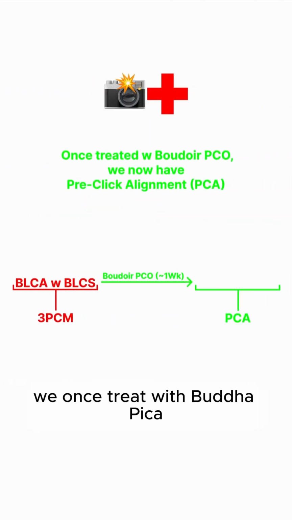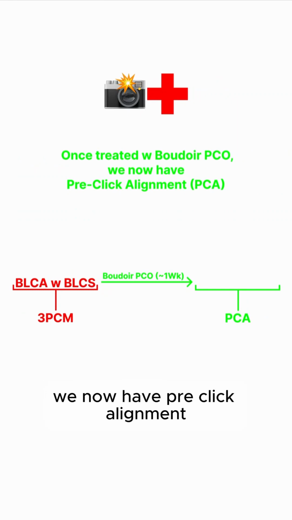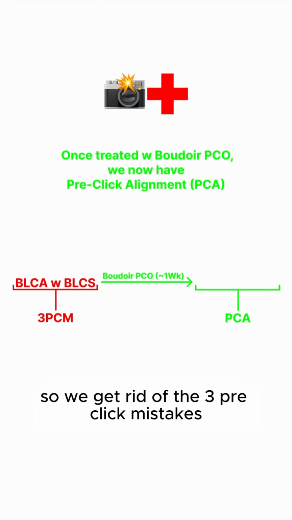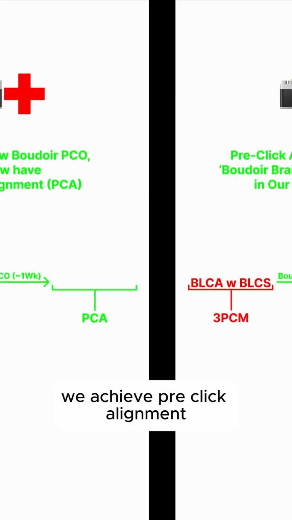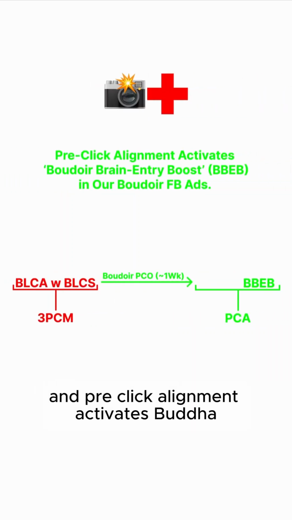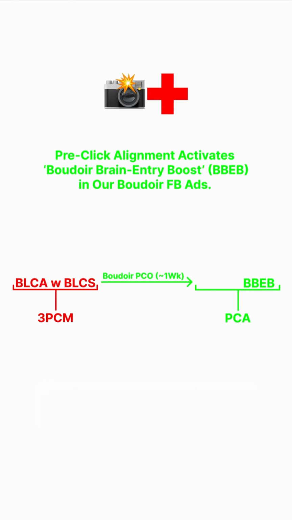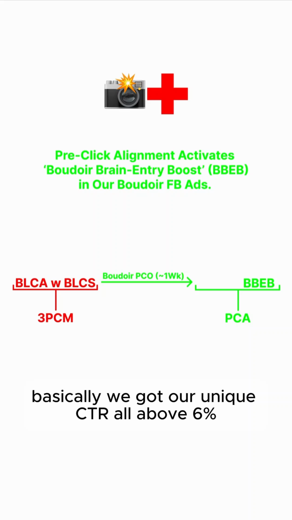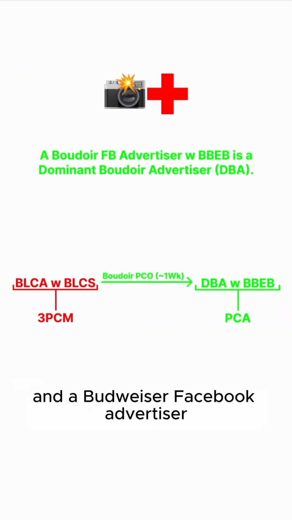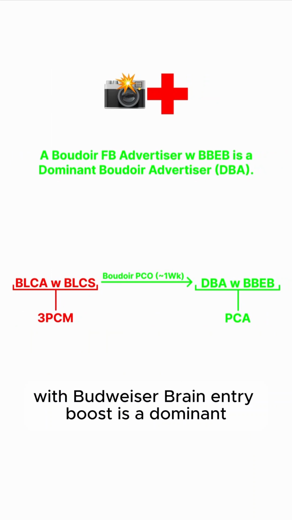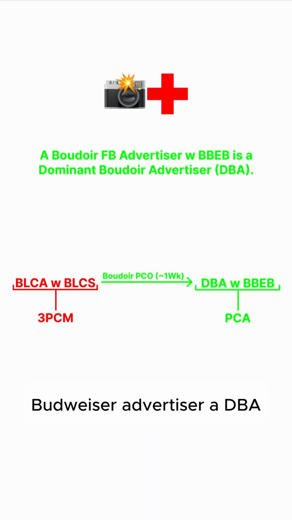Once treated with Boudoir Pico, we now have pre-click alignment. So we get rid of the 3 pre-click mistakes, and we achieve pre-click alignment. And pre-click alignment activates Boudoir brain entry boost in our Boudoir Facebook ads. Basically, we get our unique CTR all above 6%. And a Boudoir Facebook advertiser with Boudoir brain entry boost is a dominant Boudoir advertiser, a DBA. So that's our full universe here.